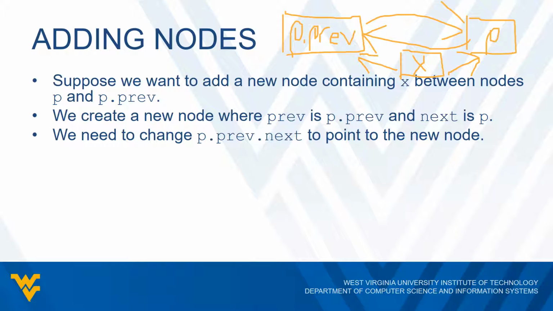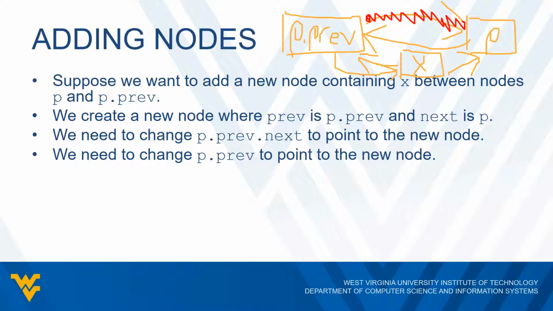The next thing we need to do is change where p.prev.next is pointing to. It should point to the new node, but right now it's pointing to p. So let's get rid of that. And what I'm going to do is I'm just going to say this is gone. We're just going to put a red squiggly line there. So that's no longer there. And instead, we're going to have p.prev point to x. And then we need to change p.prev to point to the new node. So this link is gone. And we're now going to have p point to x. And that's it. And that would take care of adding x in between p.prev and p.